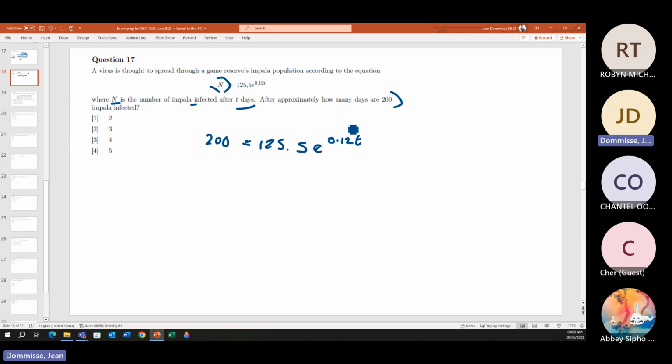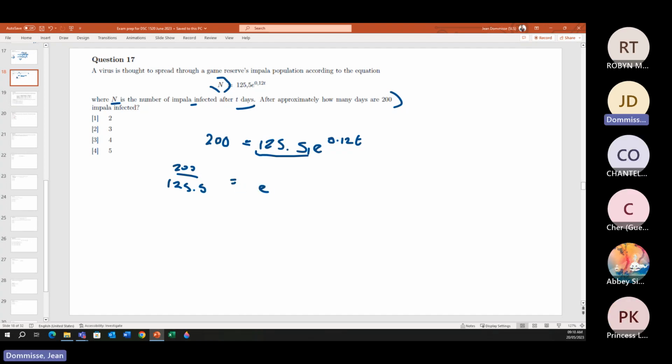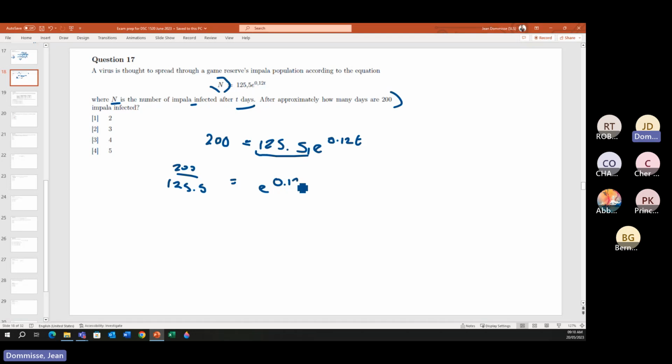unless your calculators are also equipped to do that. But first, let's just simplify. So I will first get rid of the 125.5. So 200 divided by 125.5 will give me e to the power of 0.12t equal to that.